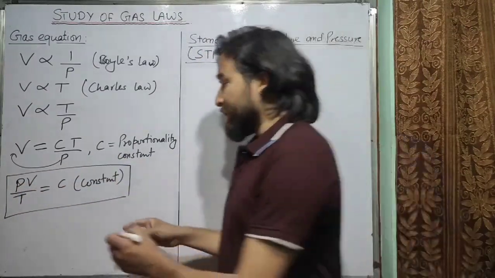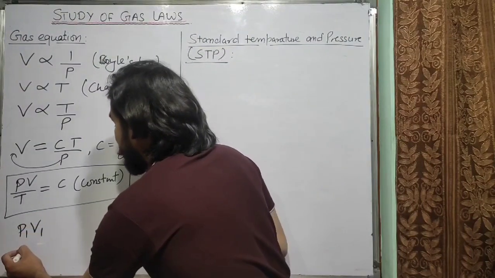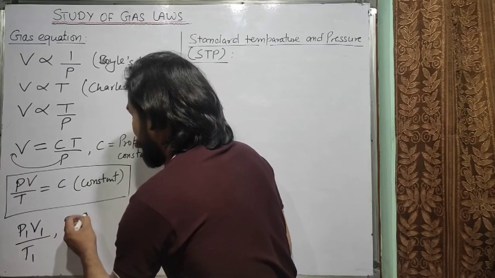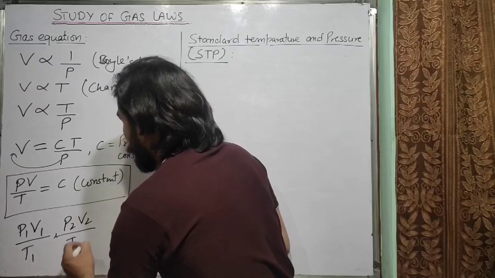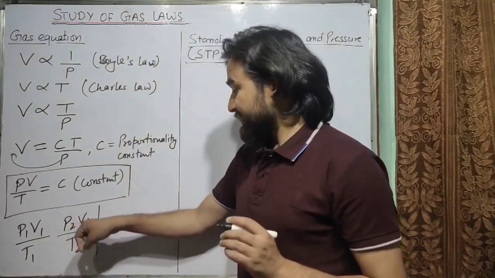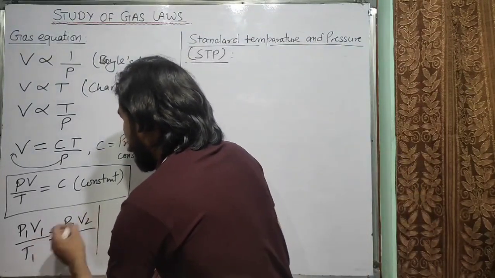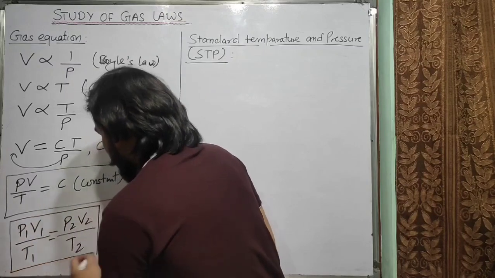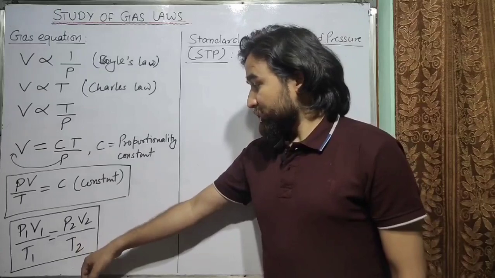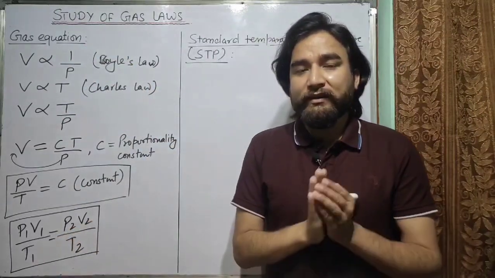Now let us say at pressure P1 and volume V1 the temperature is T1, and at pressure P2 and volume V2 the temperature is T2. Then P1 V1 by T1 will be constant, and similarly P2 V2 by T2 will also be constant. Therefore P1 V1 by T1 is equal to P2 V2 by T2. So this is the gas equation. In the gas equation we don't have to keep anything constant.